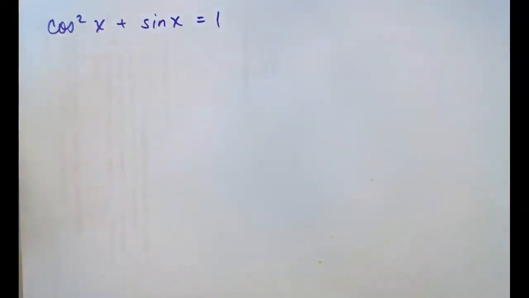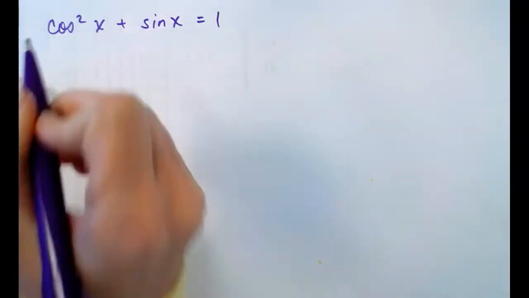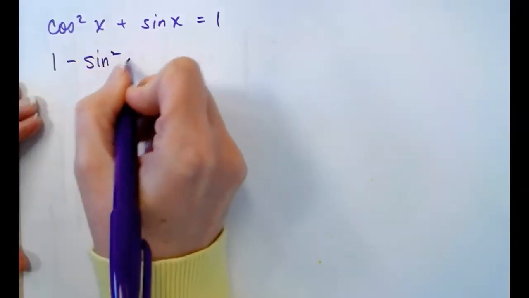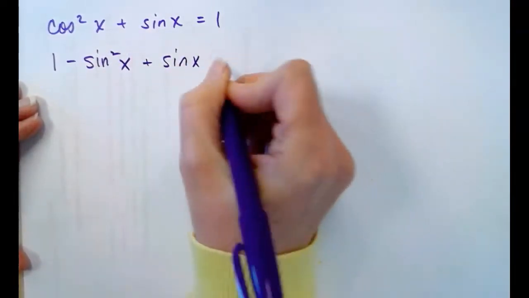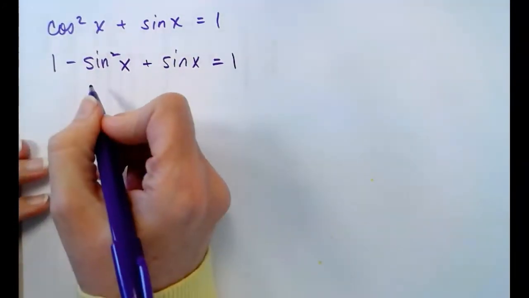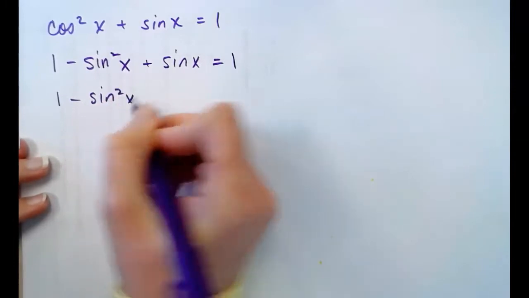So, first problem here, cosine squared plus sine equals 1. With this particular problem, we've got two different trigonometric functions, so we need to rewrite one of them in terms of the other. We do not have an option to rewrite sine in terms of cosine, but we can rewrite cosine squared in terms of sine. So let's put that in. 1 minus sine squared plus sine x equals 1. Let's put this in descending order, and then we'll set equal to 0 as well. So 1 minus sine squared x plus sine x minus 1 equals 0.